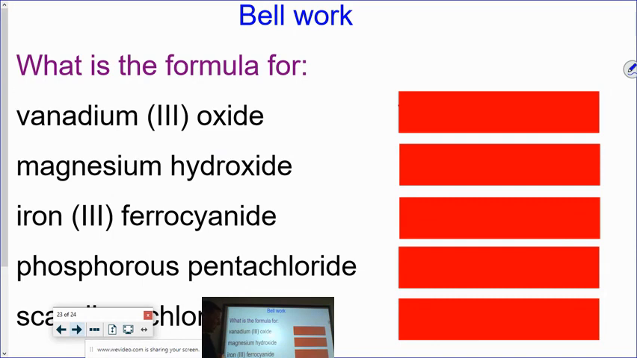And this would be bell work if you were in school, so you don't have to worry about that. So have a good day, and this information will be used in the labs that are coming up.